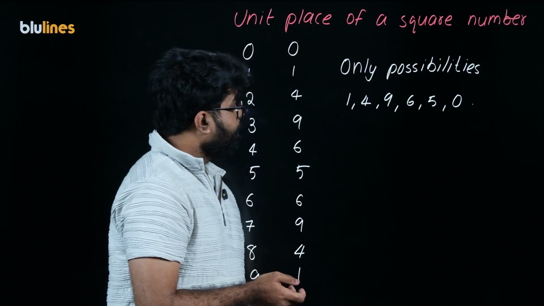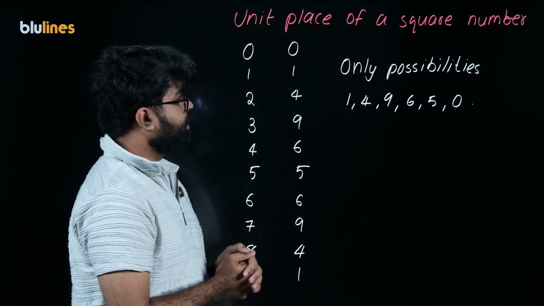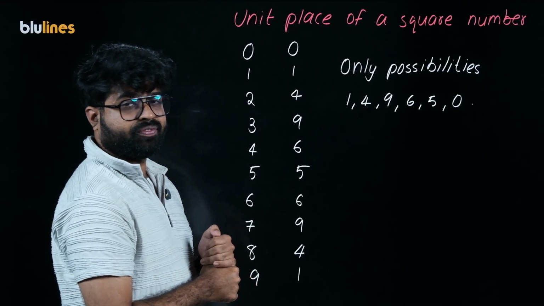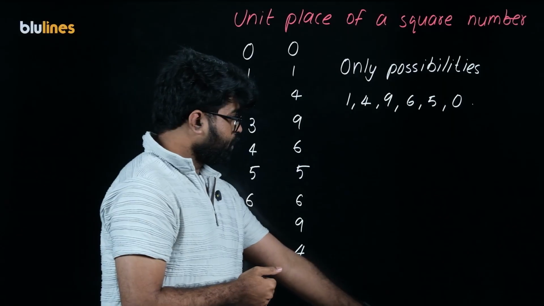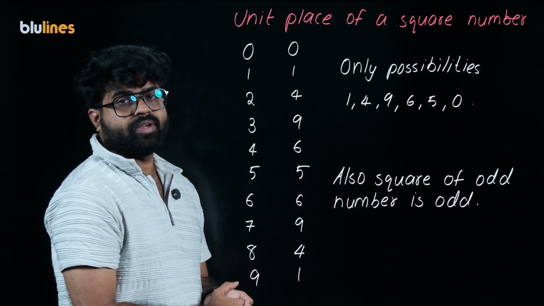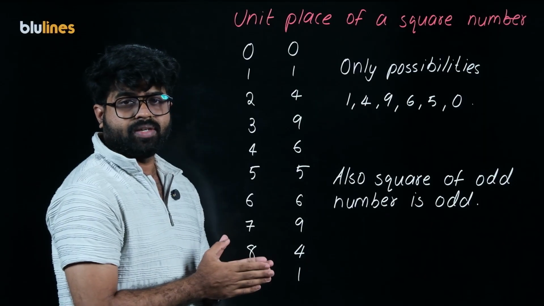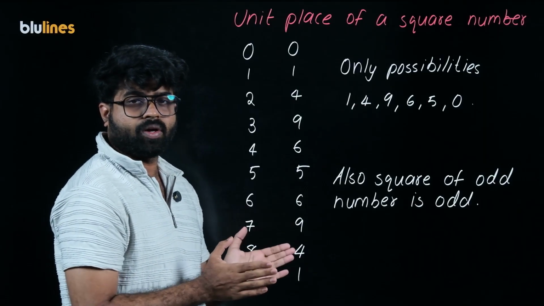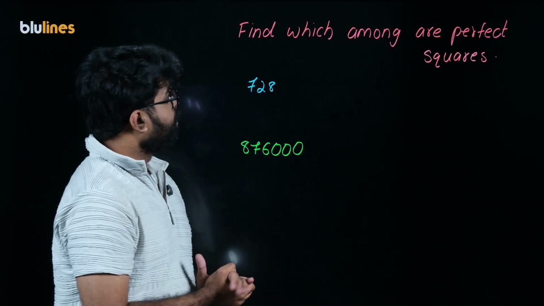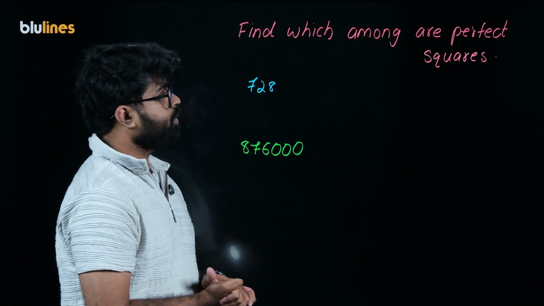Next, we can see the only possibilities at the units place for a square number: they are 1, 4, 9, 6 and 5, 0. So the square of an even number is always even, and if I square an odd number, that's always odd. So that's a conjecture for us.